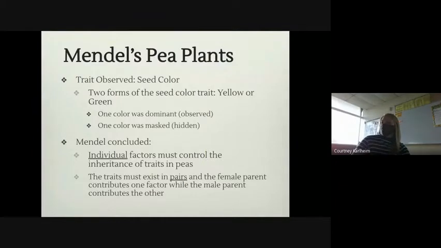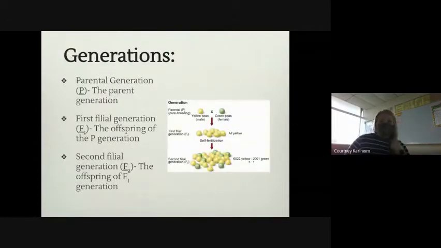So by studying things like pea plants and mice and flies, it's a lot easier to go through traits because they reproduce a lot faster than like humans or elephants or mammals, larger mammals anyway. So this was kind of his experiment that he looked at. So there was a parental generation. We just call it the P generation, like the letter P. That's the parent generation at the top.